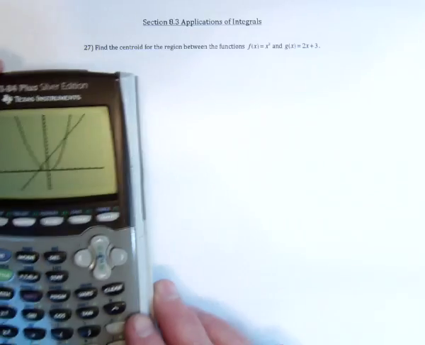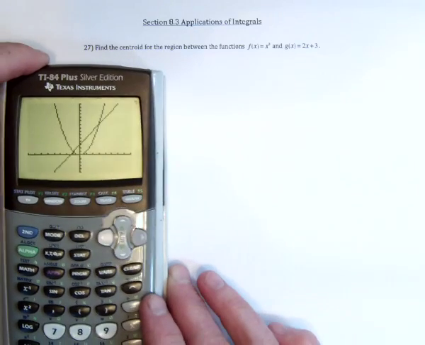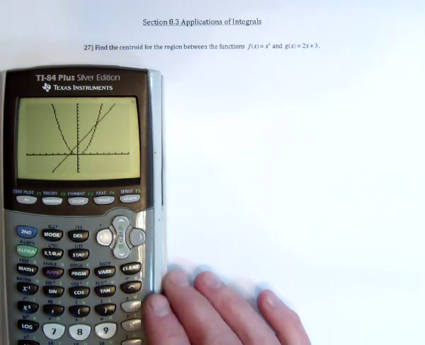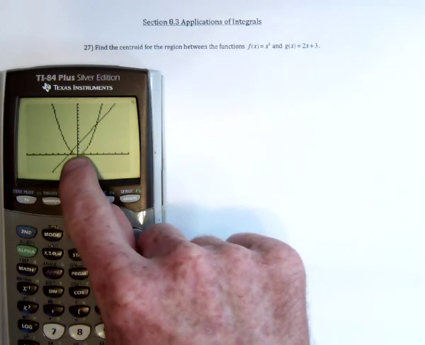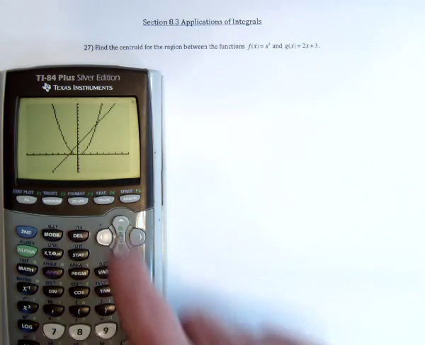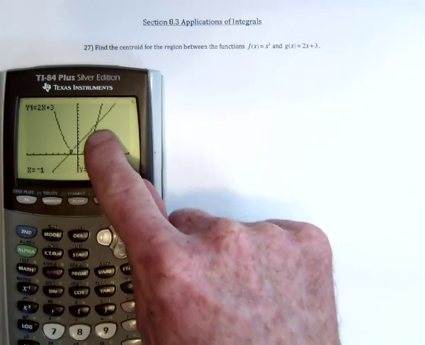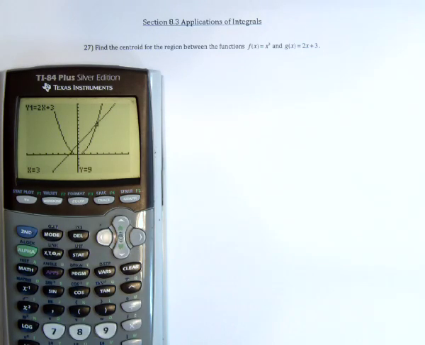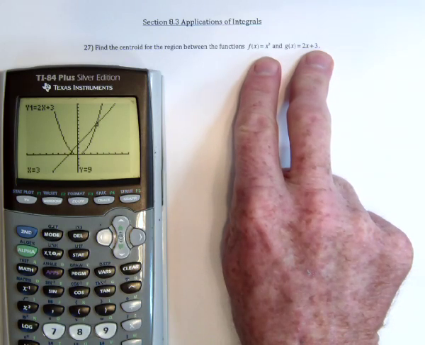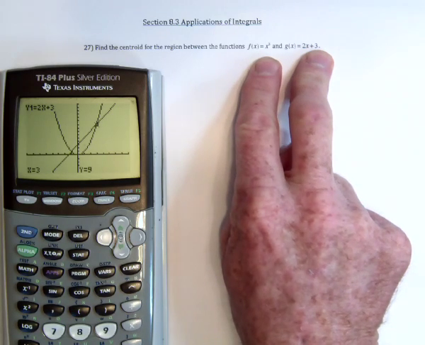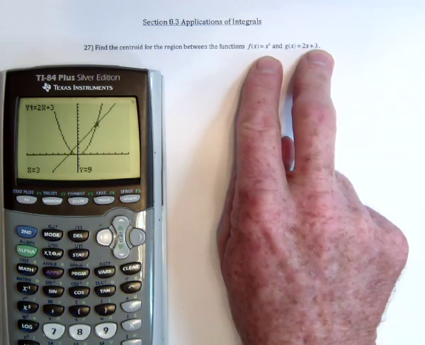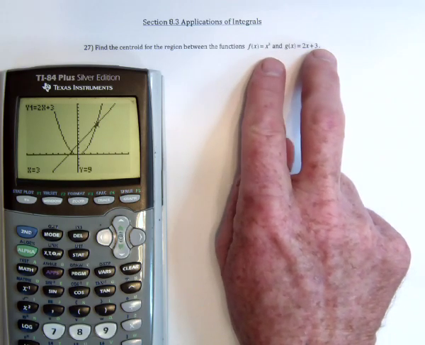The first thing we need to do with this one is find the region that's being talked about, because we need to know what the limits of integration are. So over here it is -1, and over here it is +3, which of course you could find by setting these equal to each other and factoring. So those are going to be the limits.